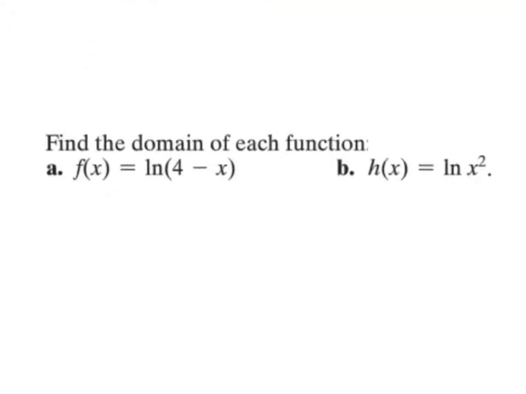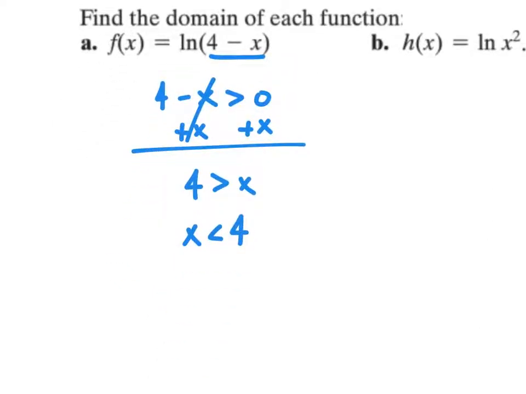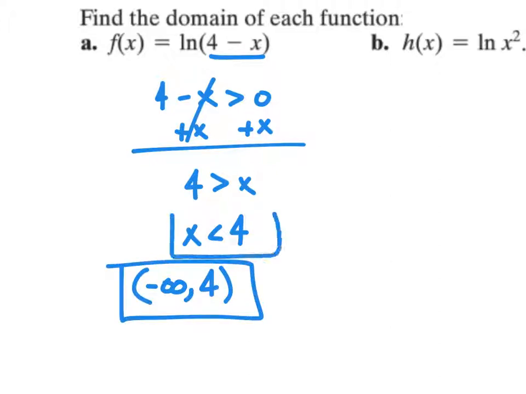Same thing. Even if it's a natural log or a log, whatever's on the inside, 4 minus x, must be greater than 0. So I'm going to add x to both sides, and I get 4 is greater than x, or I can say that x is less than 4. Either way, those mean the same thing. When I do that, I go from negative infinity to positive 4, and that's going to be my domain. We could write it as any one of these three, but preferably we write it in interval notation.